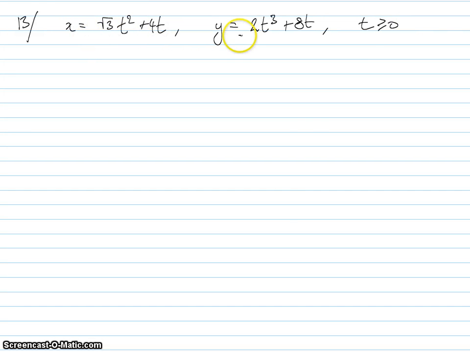Question 13 gives us this parametric equation: x is equal to root 3t squared plus 4t, y is equal to 2t cubed plus 8t. First thing we're asked to do is find dy by dx. Well, how do we find dy by dx?